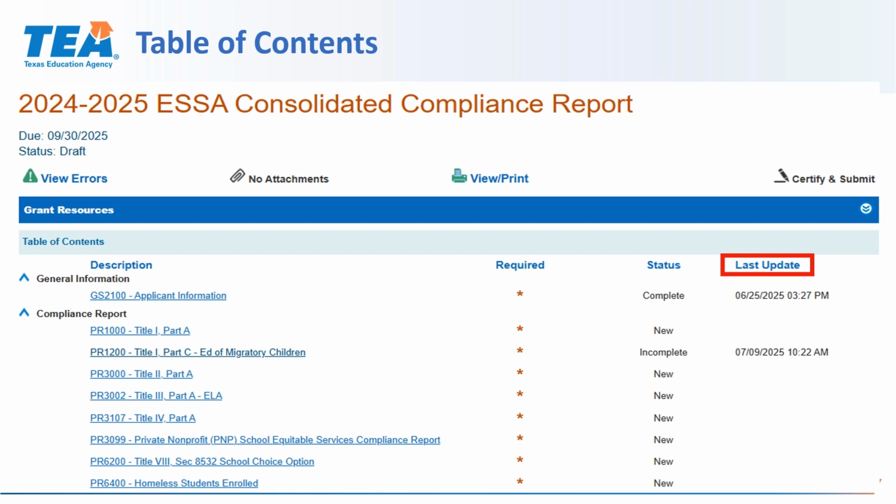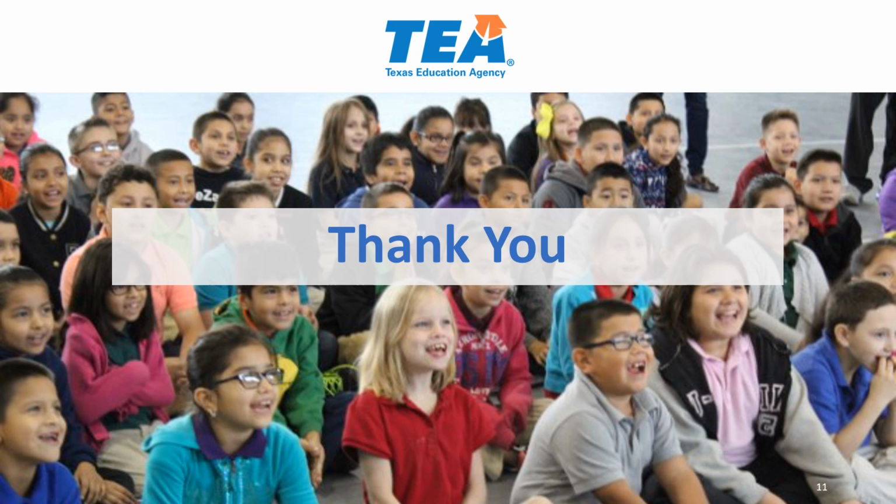Also important to indicate on the table of contents is the status of your report. If you've started your report but have not certified and submitted, the status of the report will say Draft. Once the report has been certified and submitted, the status will change to Completed. This completes the section on GS2100 applicant information.